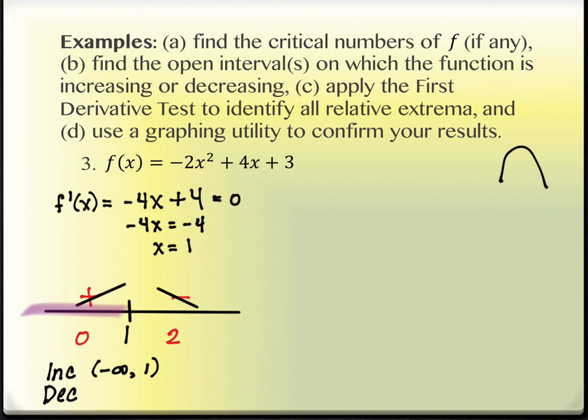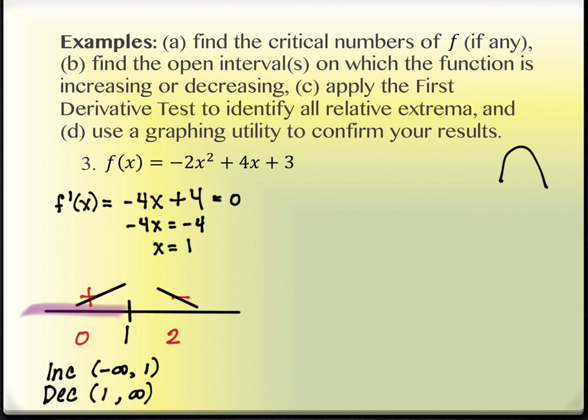Okay? And then where is it decreasing? 1 to infinity. And do note, again, I mentioned this last time, and I'll mention it again, they're parentheses on the endpoints of everything, right? We're not increasing or decreasing at a point. It's always on an interval. The intervals are open intervals, okay?